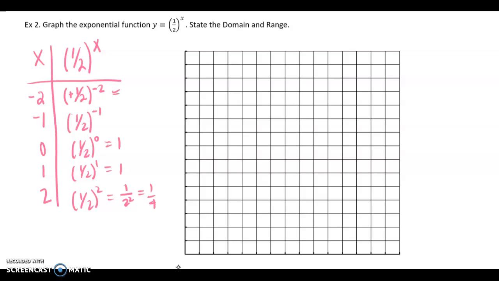Alright, then for the first two, I'm going to plug them into my calculator. So 1/2 raised to the -2 power, that's 4, and 1/2 raised to the -1 power, that is 2. So we're going to go ahead and graph that.